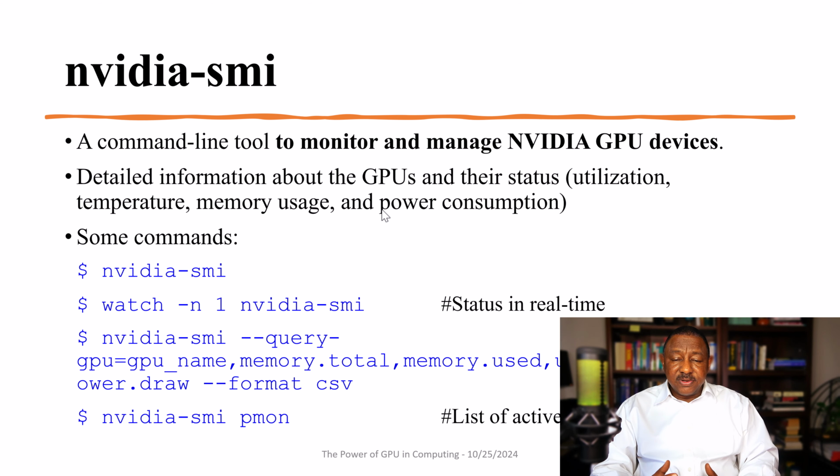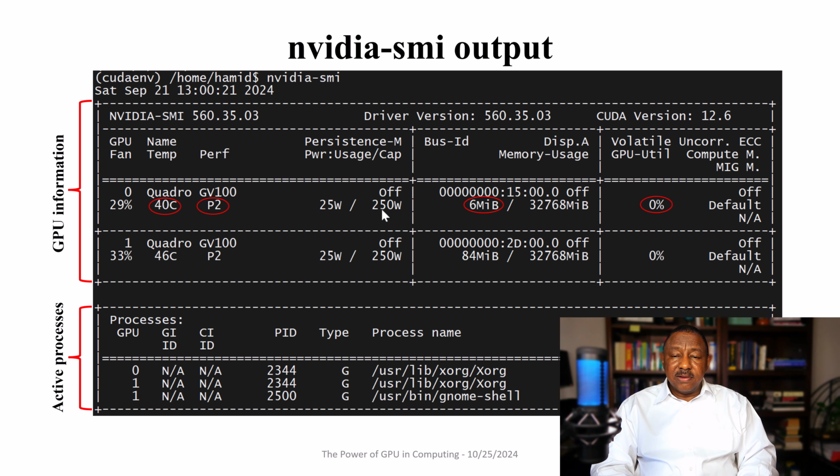So the first step is to run this command on the command line, and we should get an output. This is the output of nvidia-smi. What does this output tell us? As you can see, it can be split into two tables. One tells us about the GPU information, and the second is about the active processes that use these GPUs.